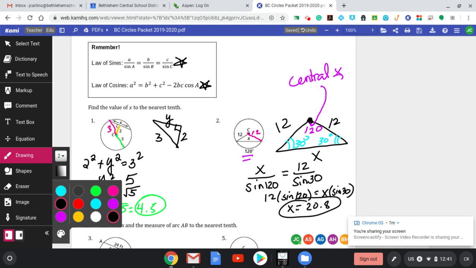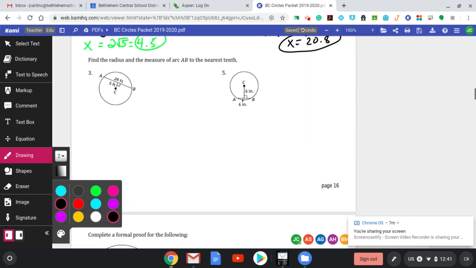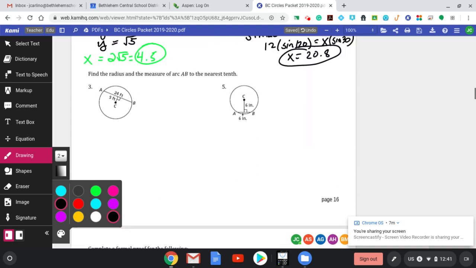All right, so using the law of sines with our circle theorems. Central angles equal to its arc. All radii in a circle are congruent. All right, let's go a little tougher now with number 3. Find the radius and the measure of arc AB to the nearest tenth. All right, well, let's work on the radius first.